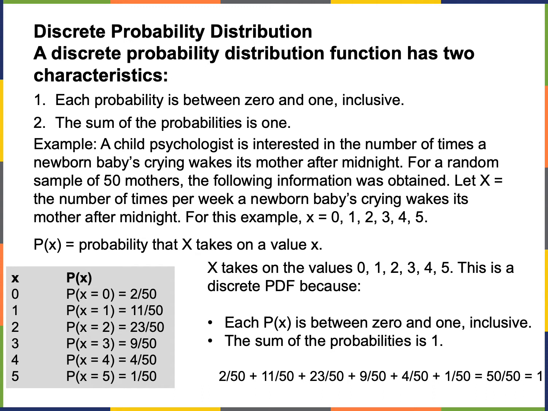So this is best illustrated with an example. Let's suppose you have a child psychologist interested in the number of times a newborn baby cries, wakes his mother after midnight. So how many times does the mother wake up to hear the baby's crying? So we randomly ask 50 mothers, and we got the following data. Let X be the number of times per week a newborn baby crying wakes the mother after midnight. So for example, the baby could wake its mother 0 times after midnight, 1 time, 2 times, 3 times, 4 times, or 5 times after midnight during the week.